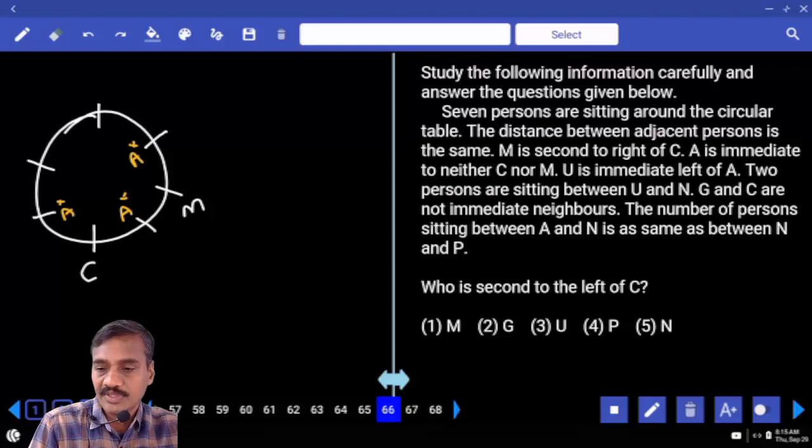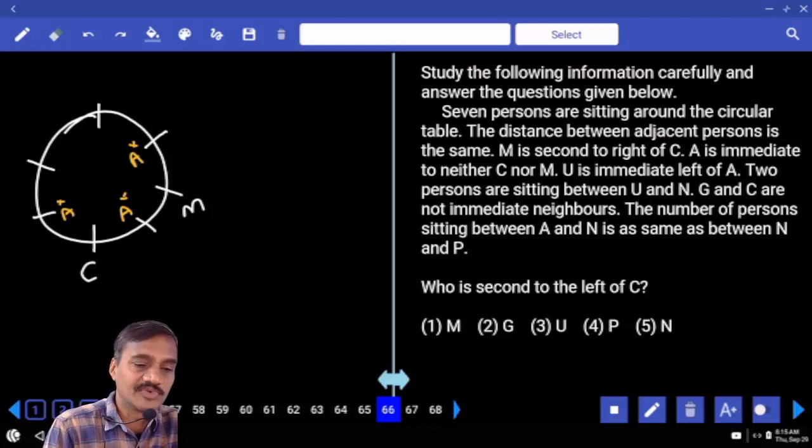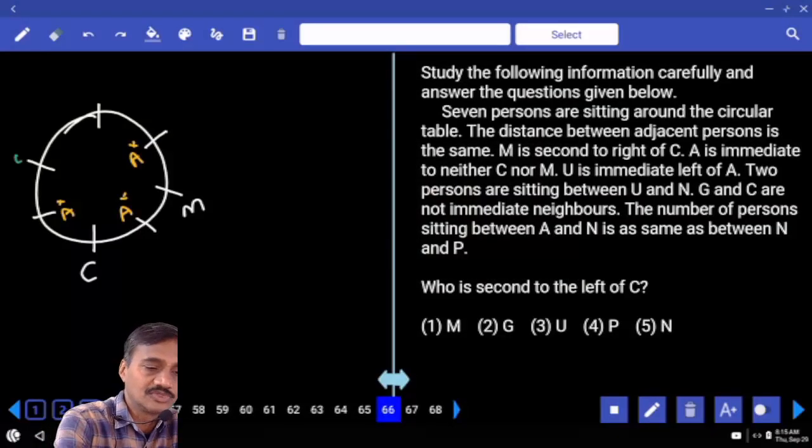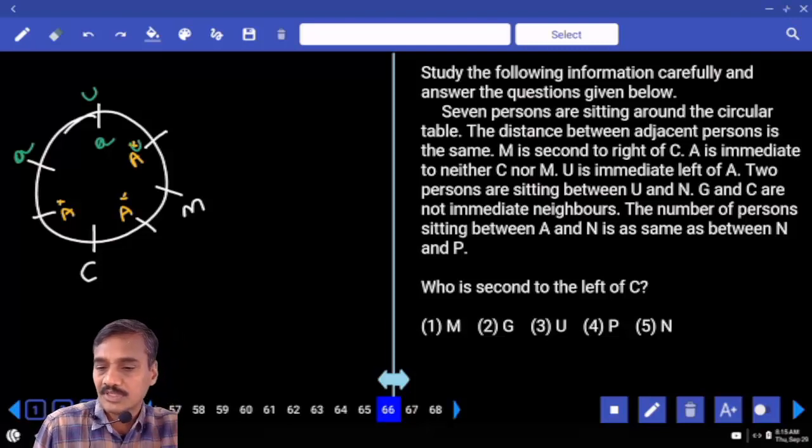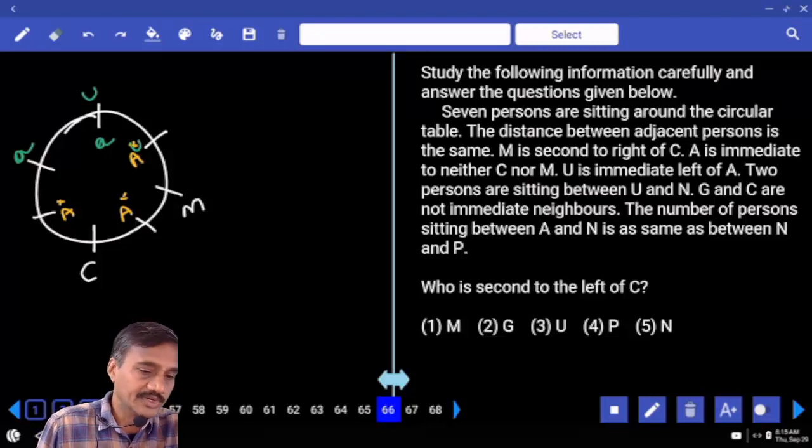And next one, U is to the immediate left of A. Now based on this one, if A is at this place and U is to the immediate left of A, that is one possibility. And what is the second possibility? If A is here and U will be here, that is the second possibility. And 2 persons are in between U and N. Now if U is at this place and 2 in between U and N, N must be at this place.